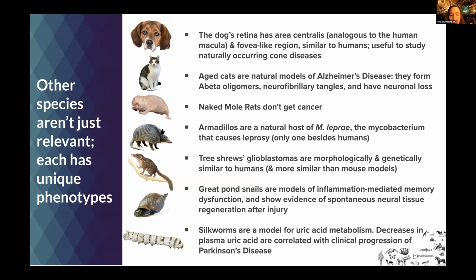Why is that? Armadillos are a natural host for the mycobacterium that causes leprosy and are the only organism besides humans. Tree shrew glioblastomas are morphologically and genetically similar to humans and more similar than mouse models. Great pond snails are great models for inflammation-mediated memory dysfunction. And silkworms are a model for uric acid metabolism. This is just a smattering, and there is no end to the particulars that allow us to understand that fundamental relationship between genotype, phenotype, environment, and the life history of organisms.